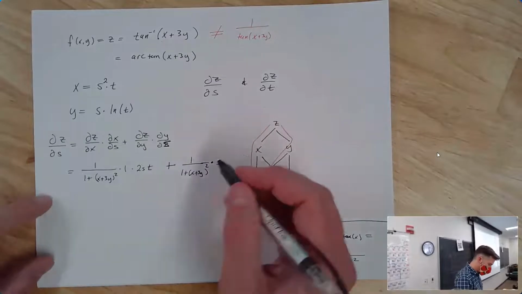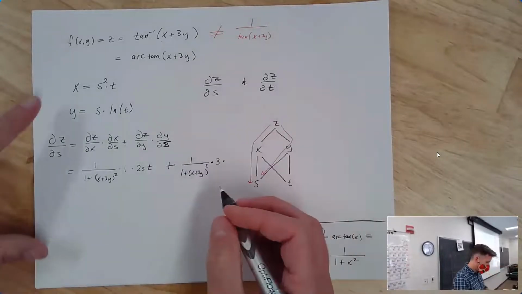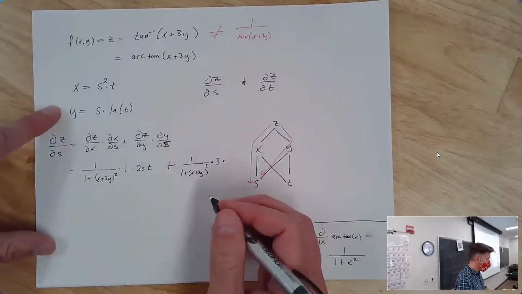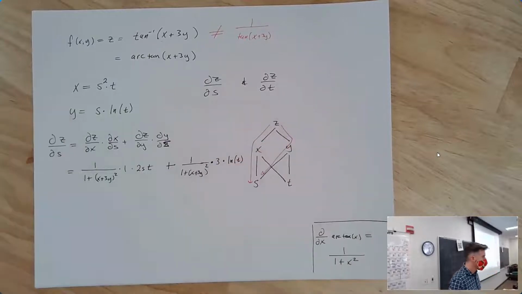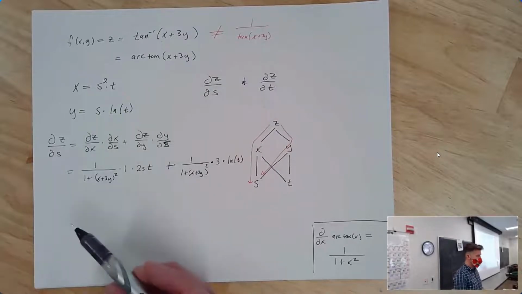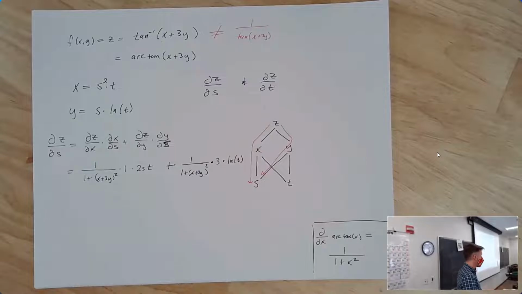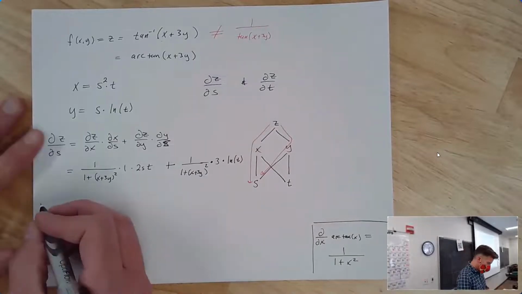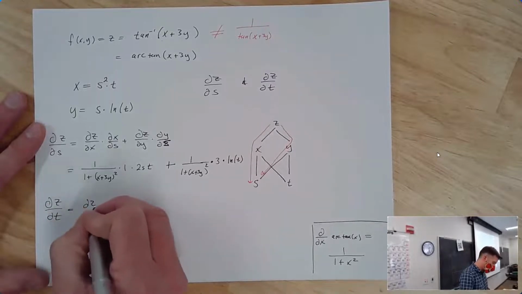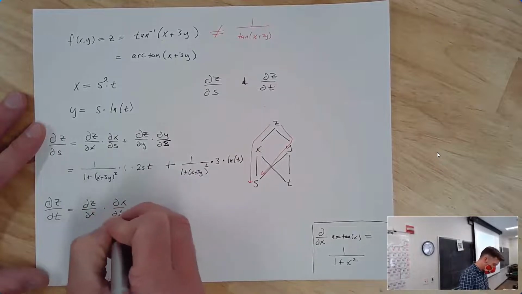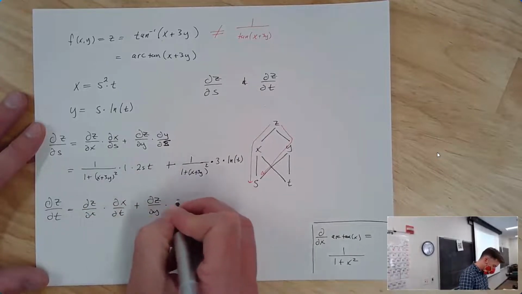And then, hopefully I have enough room here. We're going to multiply by del y del s, which will be the natural log of t. And then if you wanted to write it as a function of just s and t, you could plug in what x, y were equal to. No one's usually asking you to do that, though. And it's not really the point. And then in a similar way, you can find del z del t as del z del x times del x del t plus del z del y times del y del t.